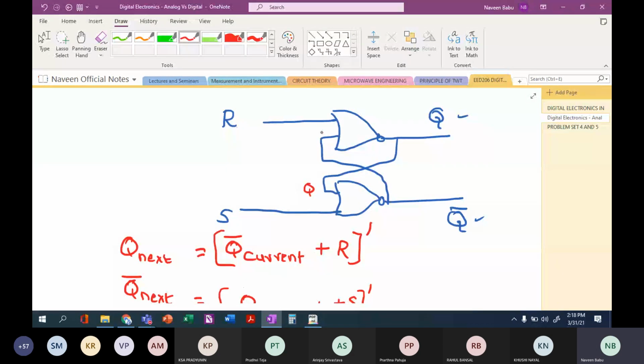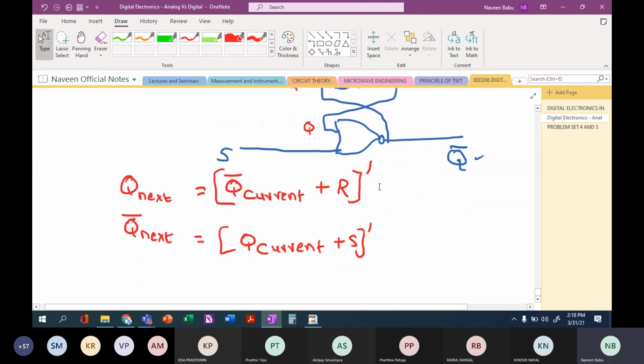So it takes 2 cycles for your output to come. In the first cycle, you will get some Q and Q bar value, and for your circuit to get stabilized, this Q and Q bar will be fed back to its input. In the next cycle, that is the second cycle, your Q and Q bar values will get stabilized. So this you must remember.